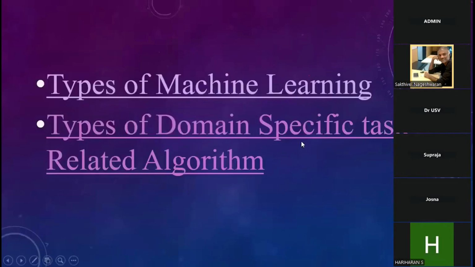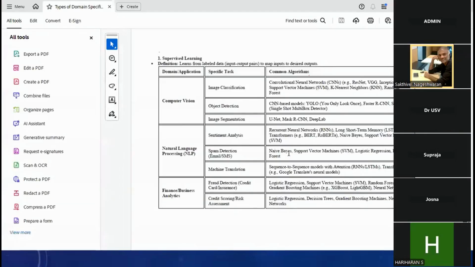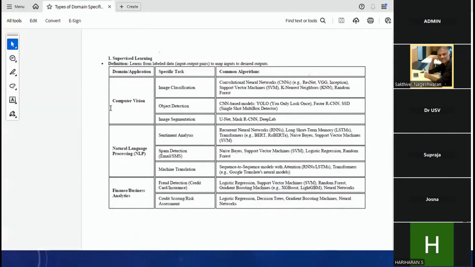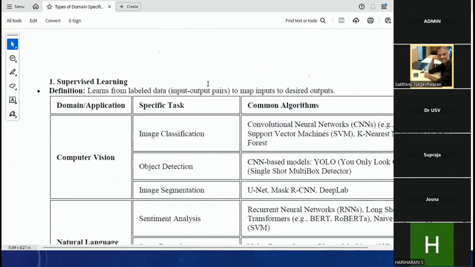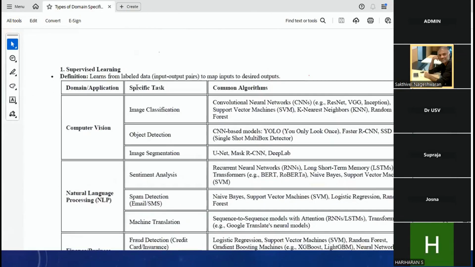And now I go here with one more thing, the types of domain specific tasks. You have to understand that whichever task you are going to do, that's very important. Now I'm going to make it here. It's a domain specific task, particularly domain. I'll make it bigger so that I can go very fast, since I do not want to take more time.